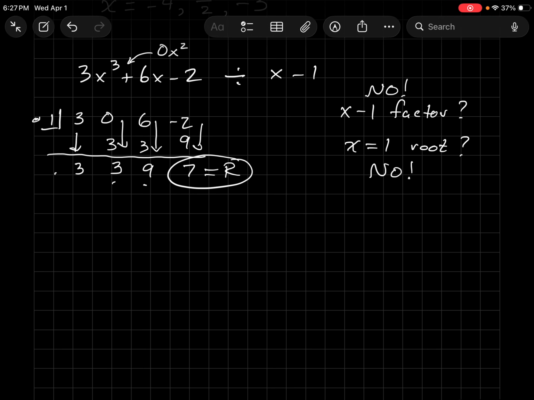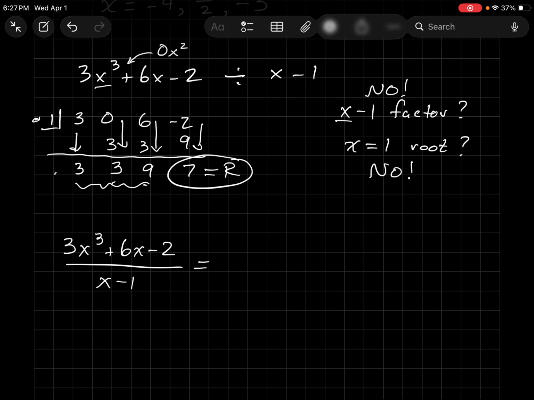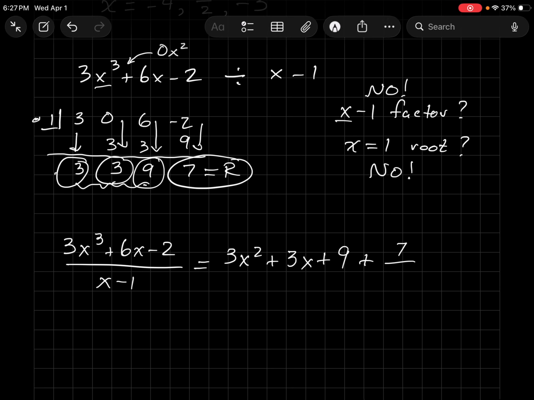But I could still write this. I could write 3x cubed plus 6x minus 2 over x minus 1 equals, let's interpret this here, x cubed divided by x will leave us with an x squared term. So my highest power is x squared, and its coefficient right here is 3. Then my next power, x to the first, coefficient is 3 again. My constant term plus my remainder of 7 over x minus 1.